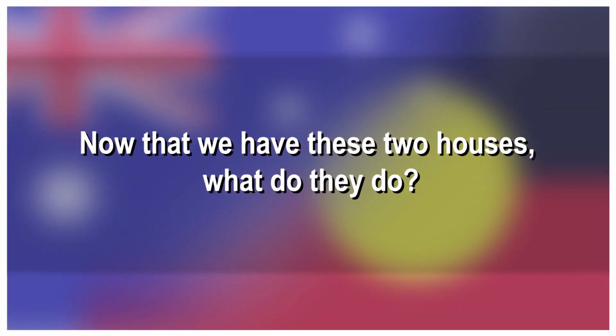Okay, so now that we have these two houses, what do they do? They introduce bills which they then debate and either reject or pass into law. Most bills start in the House of Representatives, but can be introduced by anyone, not just the government. So if you get one small independent all by themselves, they can introduce a bill. And the government may say, oh yeah, I can support that, or no, I won't.